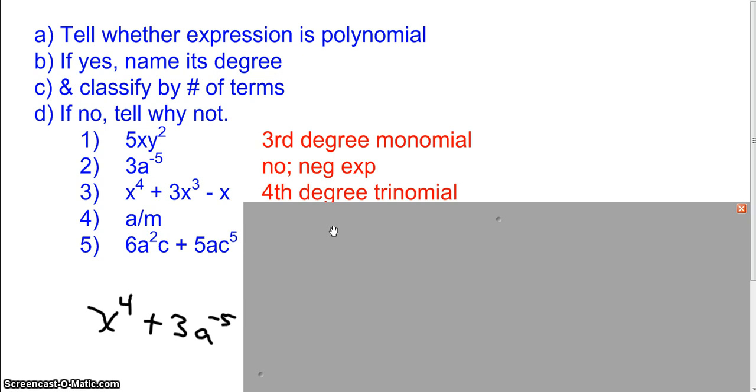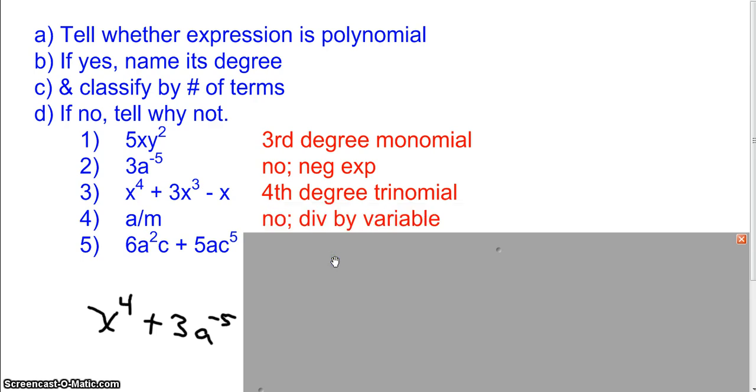A over m, is that a polynomial? No. Good job, we're dividing by a variable. Now how about 6a squared c plus 5ac to the 5th? Is this a polynomial? Yes. And what is the degree of the polynomial? 9. You're adding too much, Kate. 2. You look at the one term that has the highest. What is the degree of this term here? 2. No, there's an exponent here, so this is 3.